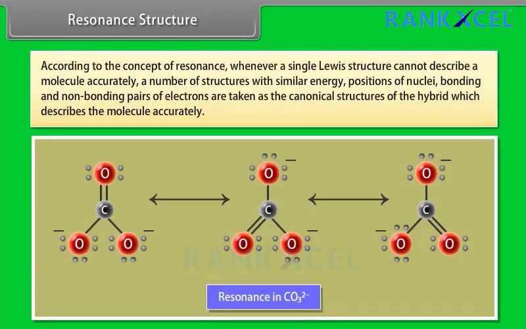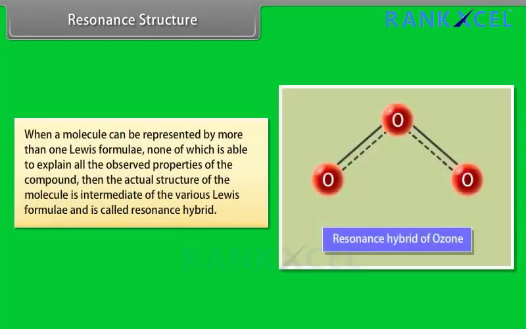Resonance structure. According to the concept of resonance, whenever a single Lewis structure cannot describe a molecule accurately, a number of structures with similar energy, positions of nuclei, bonding and non-bonding pairs of electrons are taken as the canonical structure of the hybrid, which describes the molecule accurately. When a molecule can be represented by more than one Lewis formulae, none of which is able to explain all the observed properties of the compound, then the actual structure of the molecule is intermediate of the various Lewis formulae and is called resonance hybrid.